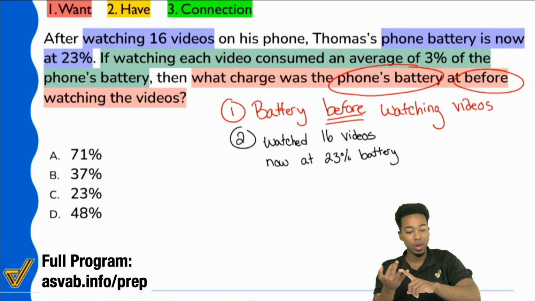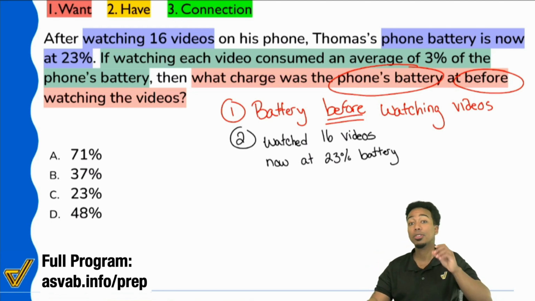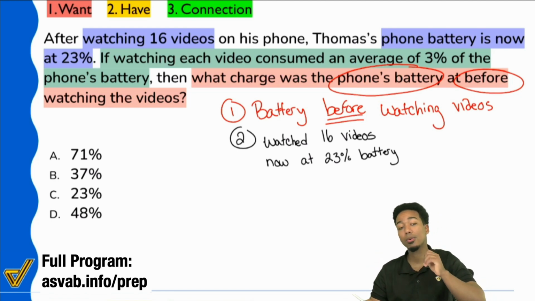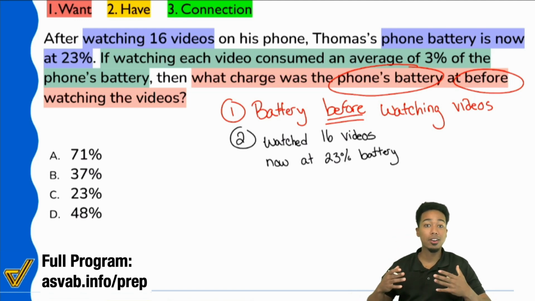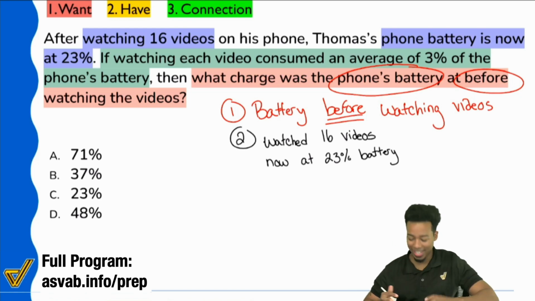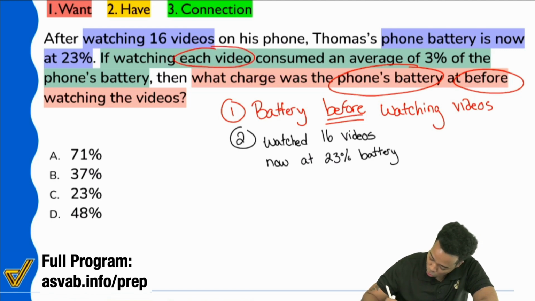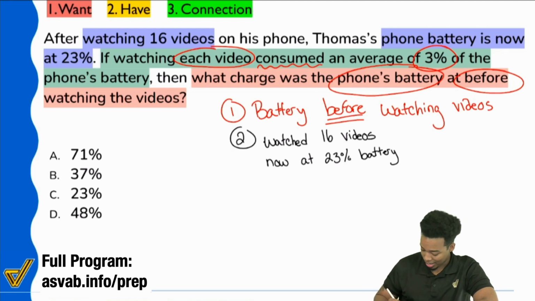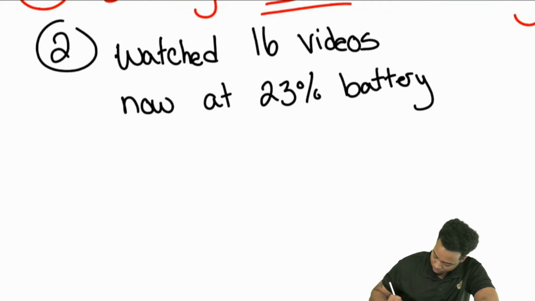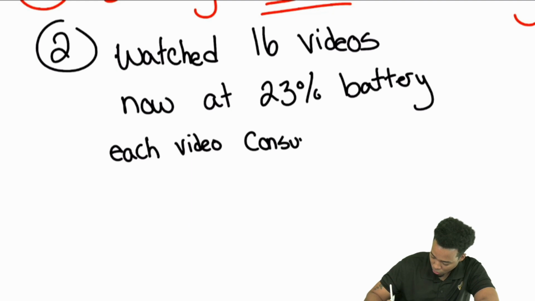Average is important as well. You see a percentage there too. But the word each is typically a very important word because that's going to be an identifier of what's called a rate. So let me go ahead and highlight that for you here. In red, each video consumed 3% of the battery. Let me write that down for you here. Each video consumed 3% of the battery.